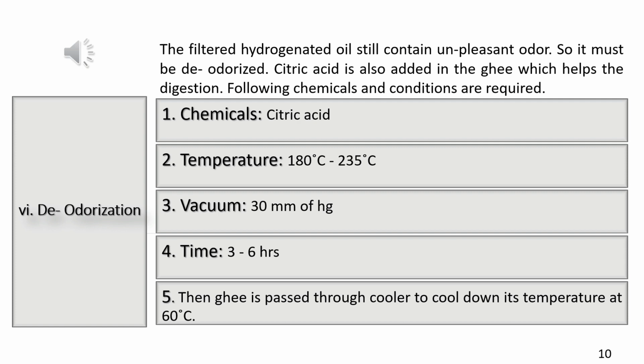The following chemicals and conditions are required for this purpose. We need citric acid as a chemical. The temperature is about 180 to 235 degrees centigrade. The pressure is 30 millimeters of mercury. The process will take about 3 to 6 hours.